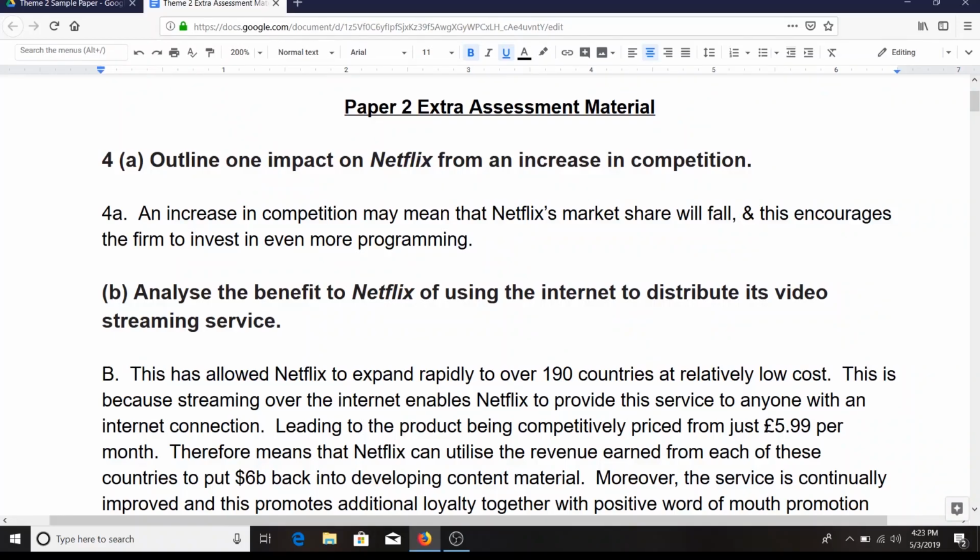Hi guys, so let's take a look at another set of exemplar answers. This time we're of course looking at paper 2, so let's have a little run through. Of course we're starting in section B. You know I like to do this, okay?